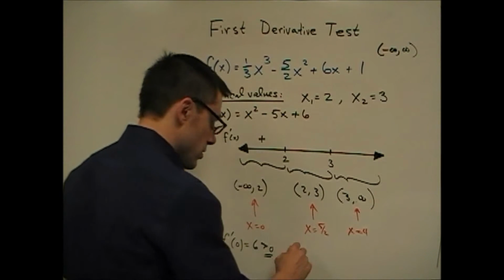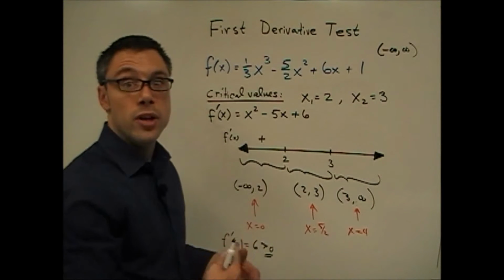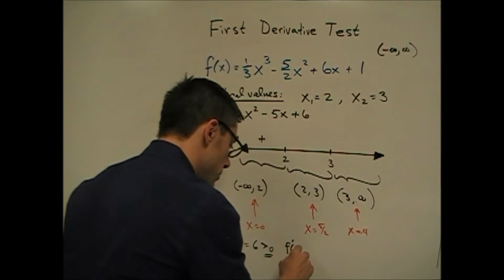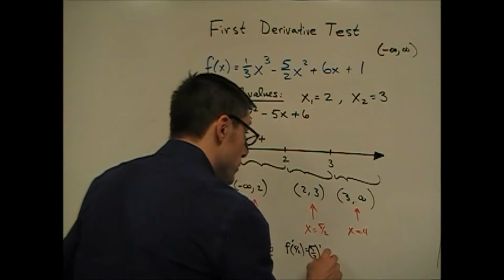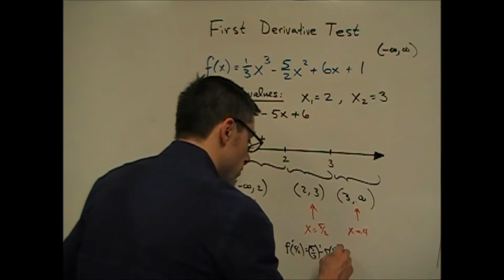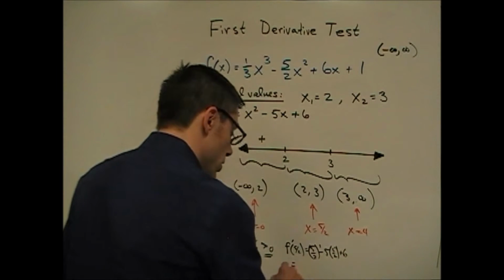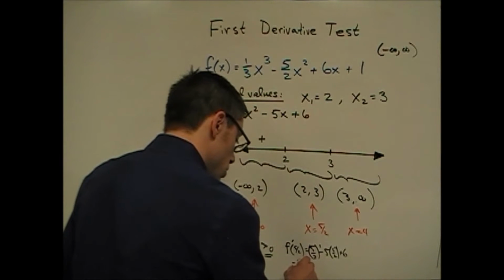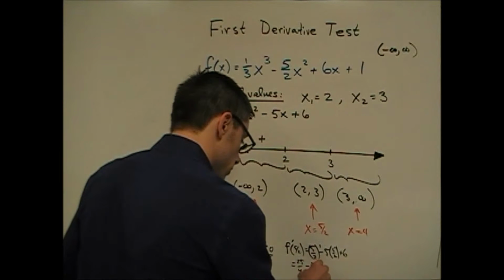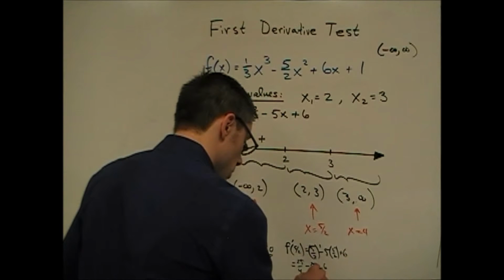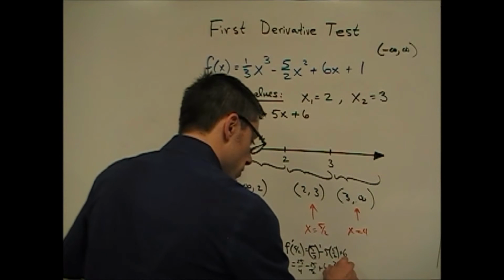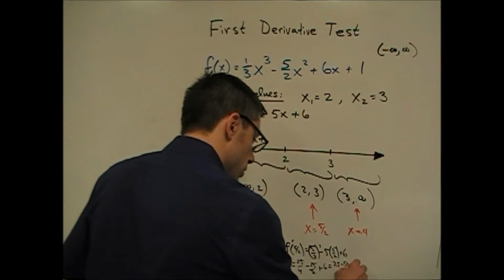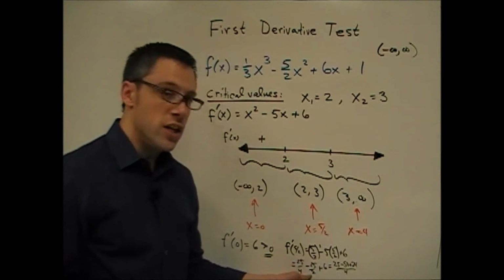How about this test value, 5/2? Well, I have to take this number and plug it in here. Now you can see why we don't want ugly numbers. So f prime at 5/2 is 5/2 squared minus 5 times 5/2 plus 6. And when I expand this out, I get something like 25/4 minus 25/2 plus 6. And if I turn everything into fourths, then I get something like 25 minus 50 plus 24 over 4.